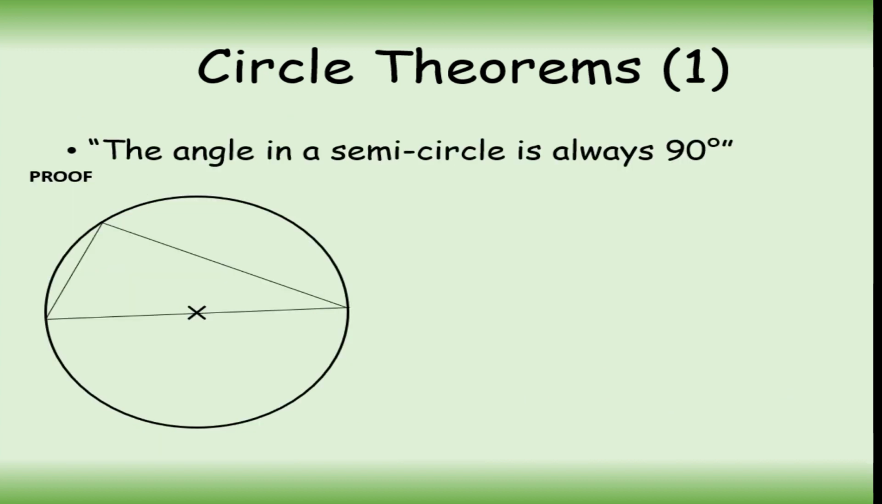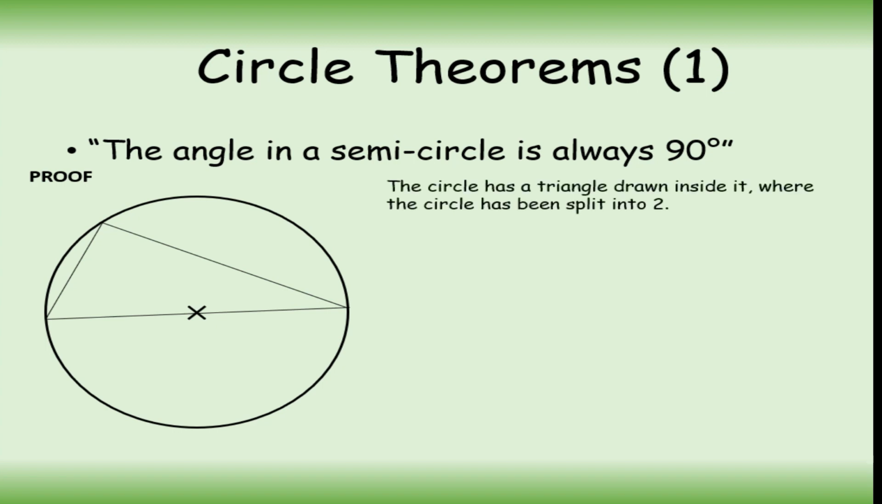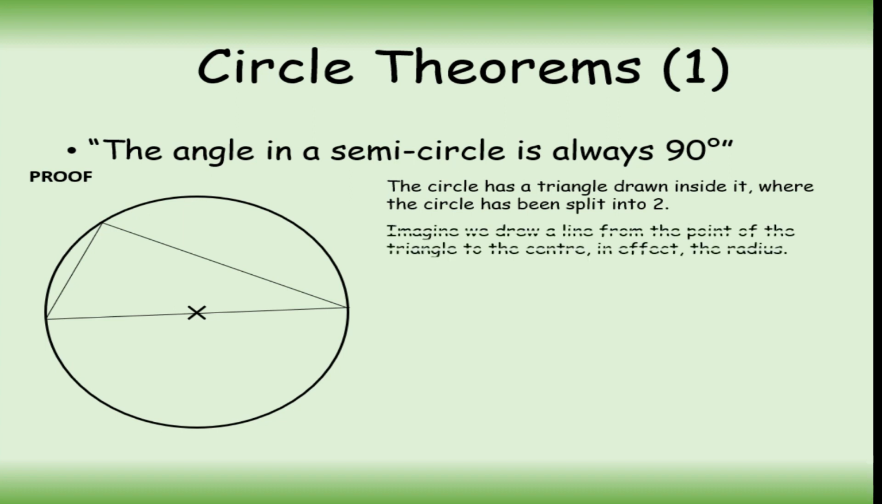Now, the angle in the semicircle is always 90 degrees, as we have looked. Let's look at the proof over here. Now, the circle has a triangle drawn inside it, where the circle has been split into two. So the diameter splits the circle into two, forming two separate semicircles. Now, imagine we draw a line from the point of the triangle to the center, in effect the radius. So that is what we mean. You see that it becomes a radius. We have another radius over here.